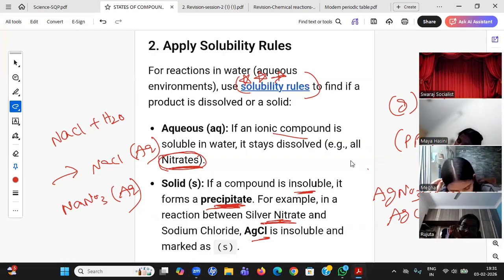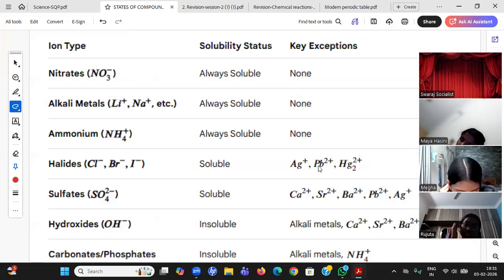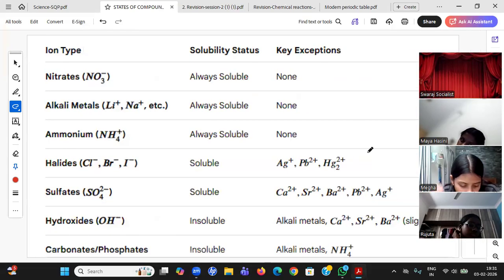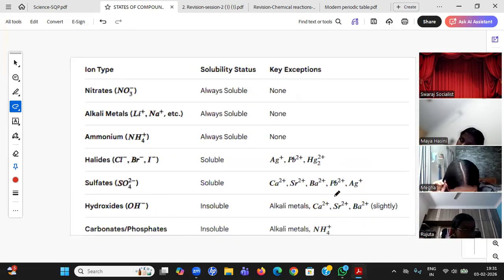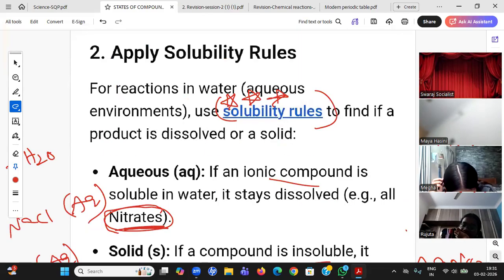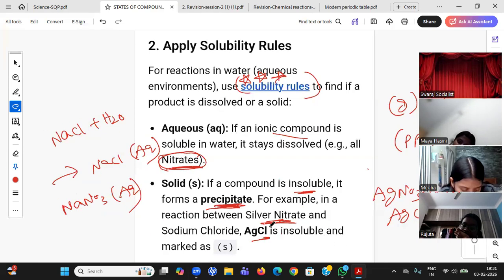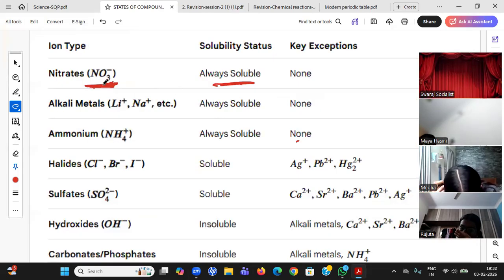General formula for nitrate: yes, NO3 minus. I'll post this particular slide; it is only 1% I took from the solubility rules. Whenever nitrates are there, they are always soluble. I think there is an exception, right? Silver nitrate, one second. No, it's not a precipitate; only silver chloride is. Whenever you are able to see nitrate, please mention it is soluble, aqueous.